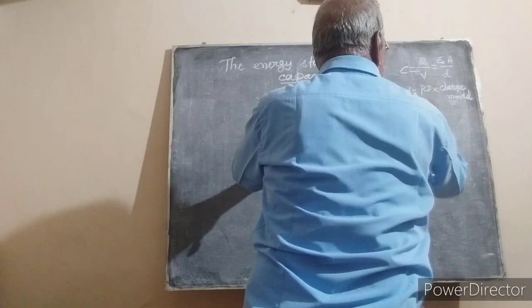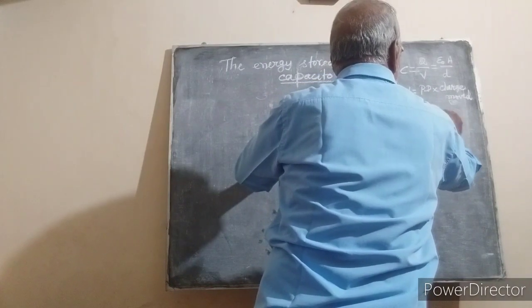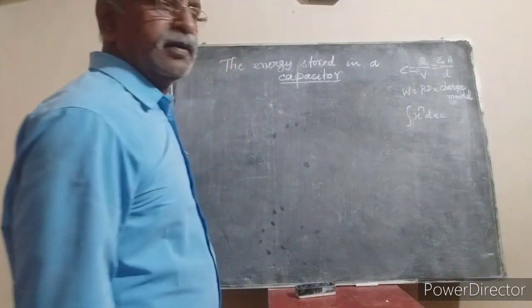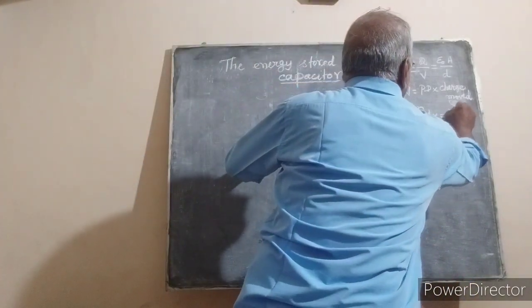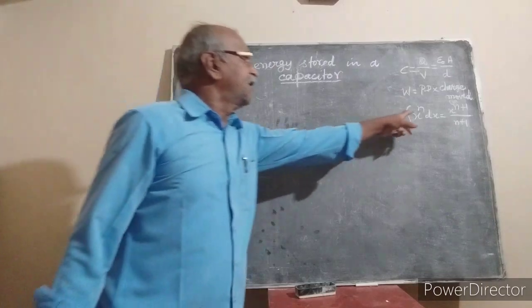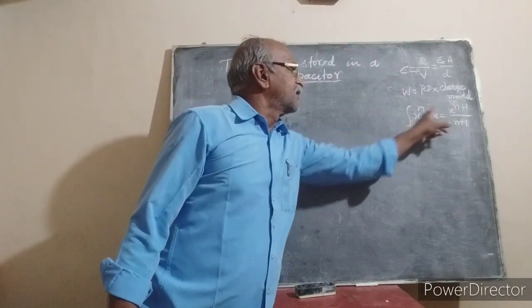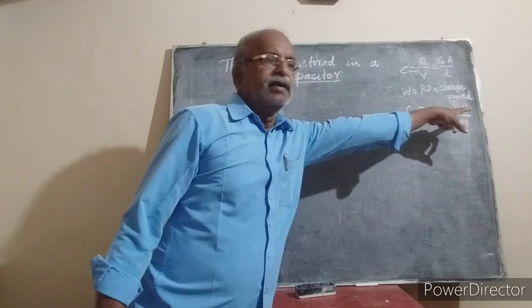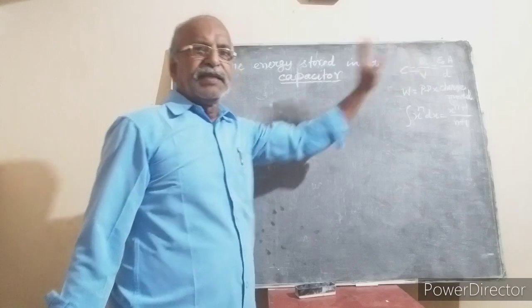And in mathematics, we know the integral of x power n dx equal to x power n plus 1 by n plus 1. That is, add 1 to the power, the same function, add 1 to the power and divided by the new power. Then apply the limits.